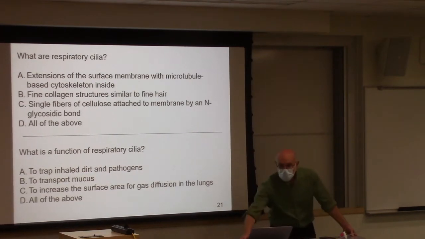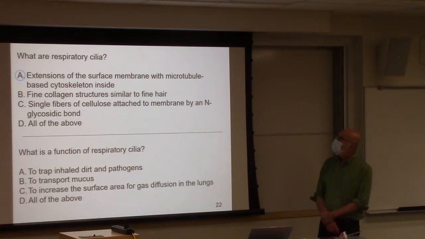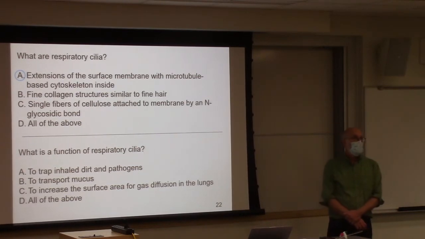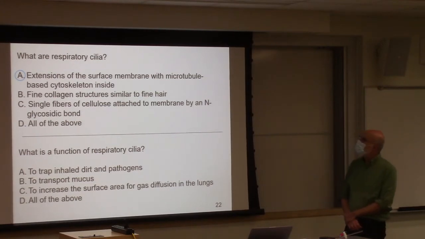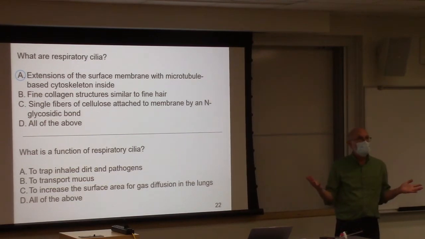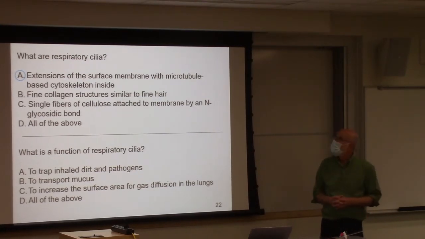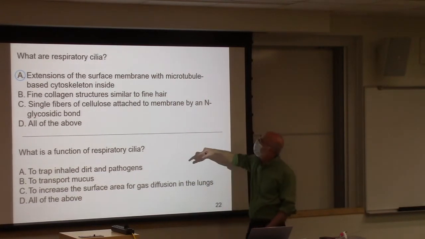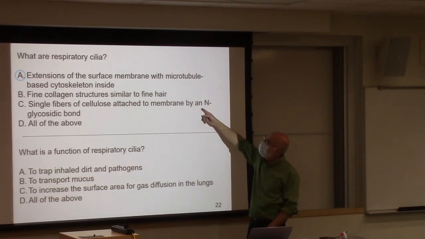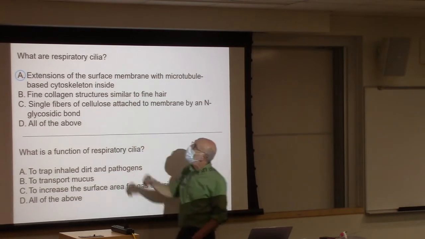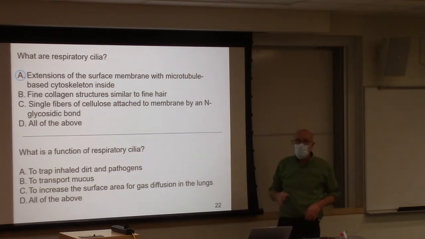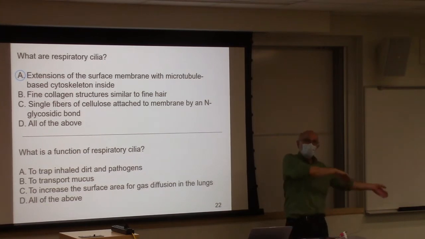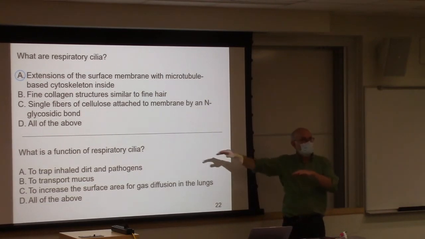Okay, here are the next set of questions. Let's just show the answers. Okay, I didn't teach you this. So you could do this, well, maybe you couldn't do this without me teaching it. So let me teach it now. The cilia are an extension of the surface membrane. They are not similar to hair. They're not cellulose. What they are is extensions of the surface membrane with microtubules inside. And the microtubules are what do the hula dance swift movement.